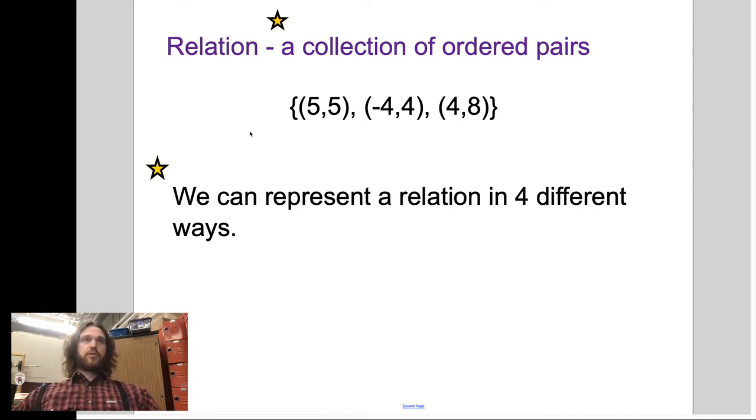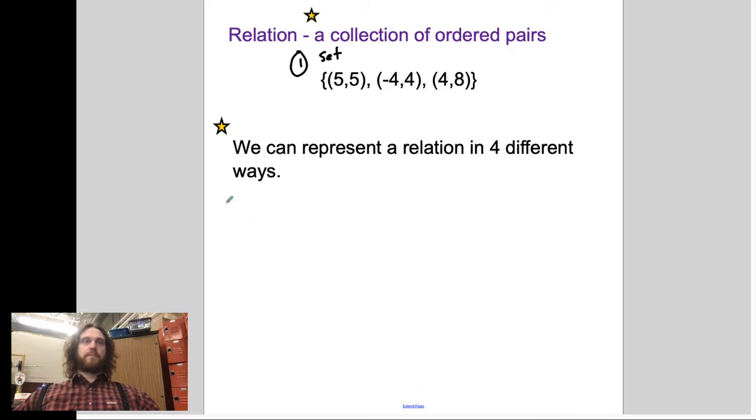Okay, and the first way is written right in front of you. Way number 1 is in the form of a set. Sets have curvy brackets and then they're comma-separated ordered pairs. So we can represent it as a set. That's just fine. We can represent it as a table.